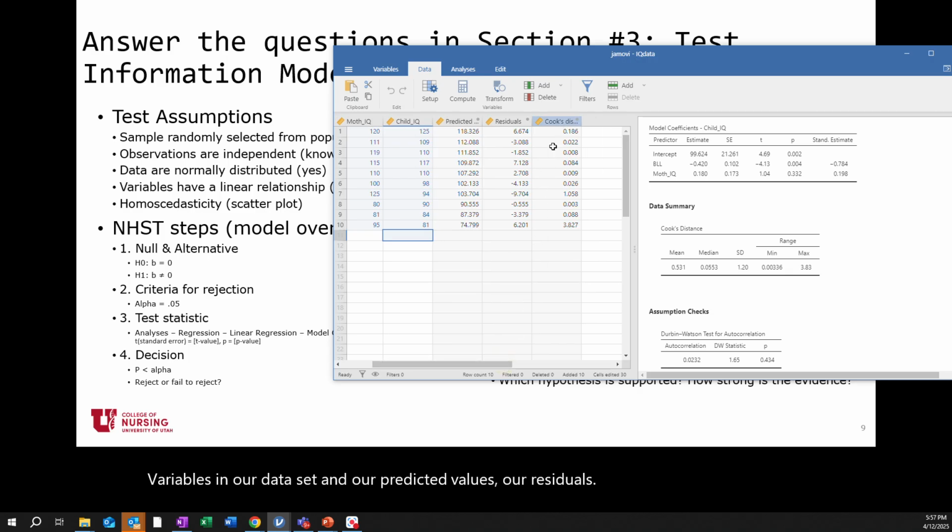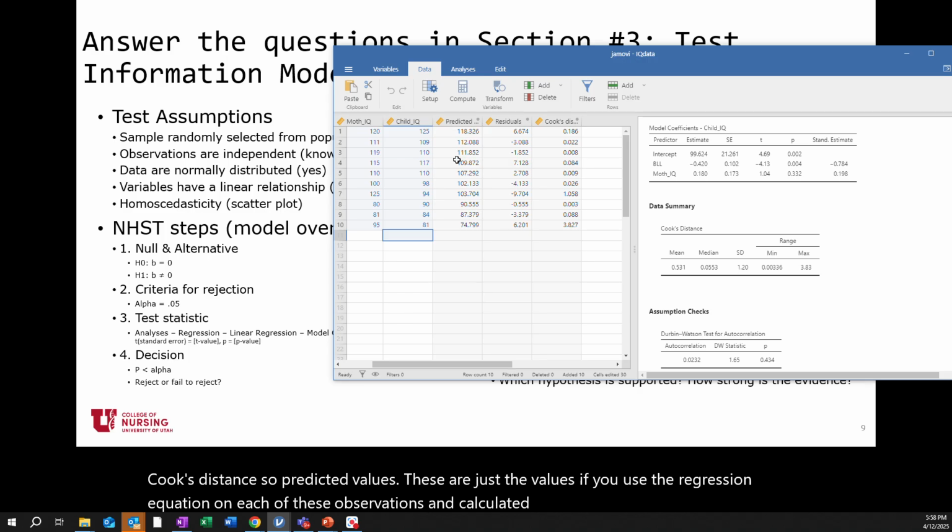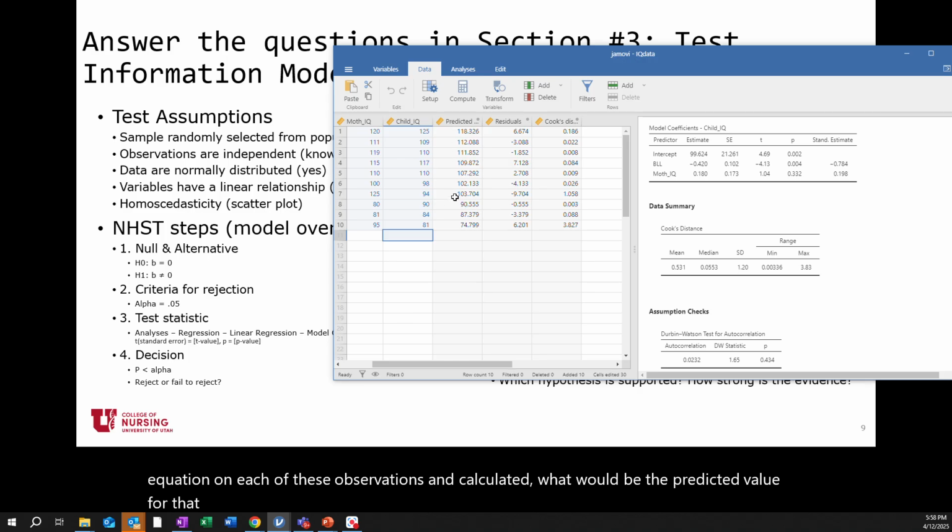Our predicted values, our residuals, and Cook's distance. So predicted values, these are just the values. If you use the regression equation on each of these observations and calculated what would be the predicted value for that individual, that's what those are.